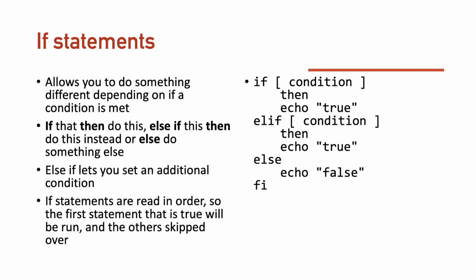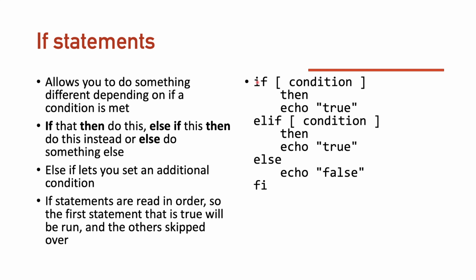If statements broadly allow you to do something different depending on whether or not a condition has been met. If that, then do this. Else if this, then do this instead, or else do something else. An else if lets you set an additional condition, but you don't need it. Something to note is that if statements are read in order, so the first statement that is true will be run and everything else gets skipped.